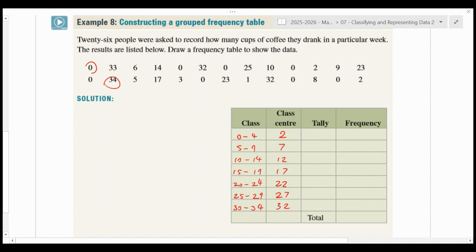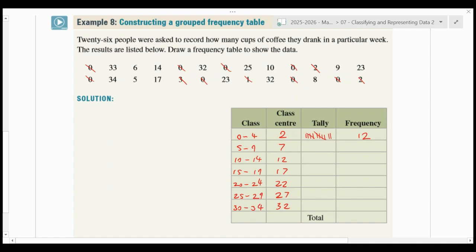Okay, next one, we tally. So here we go through and we go, okay, let's find anything from 0 to 4. So there's one, there's one, there's another one. There's a fourth one. There's a fifth one. There's a sixth one. 3 is one of them. That is one of them. 1 is one of them. 0 is one of them. That is one of them. And that is one of them. So I got a grand total of 12 of them.